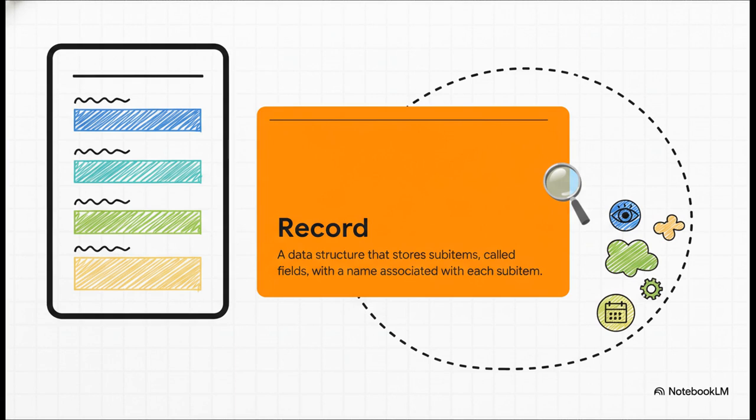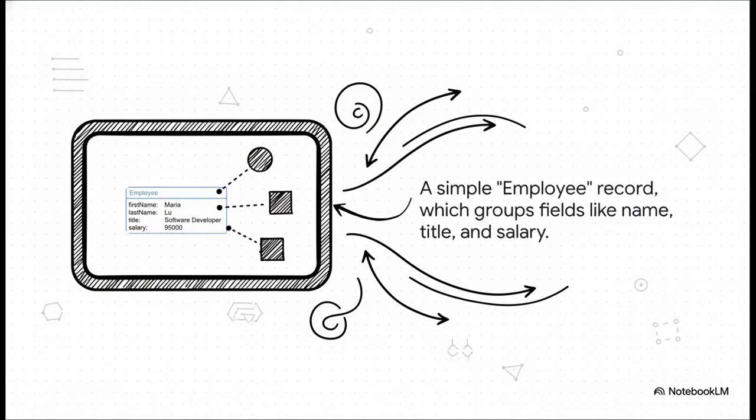So, let's start with one of the simplest structures out there: the record. Think of it like a single index card for one employee. It's not a whole list of employees, it's just a way to group all the related bits of info for one single person or thing. And this is a perfect example. This employee record is basically just a container. Inside, you've got these labeled slots, these fields like first name, title, salary. It keeps all of Maria's professional details neatly organized in one spot.